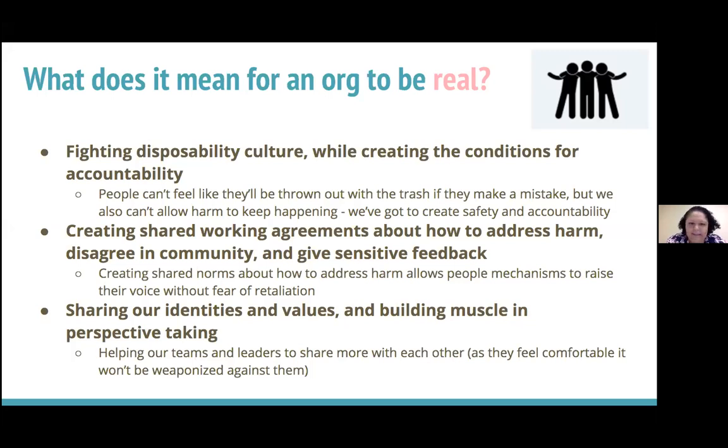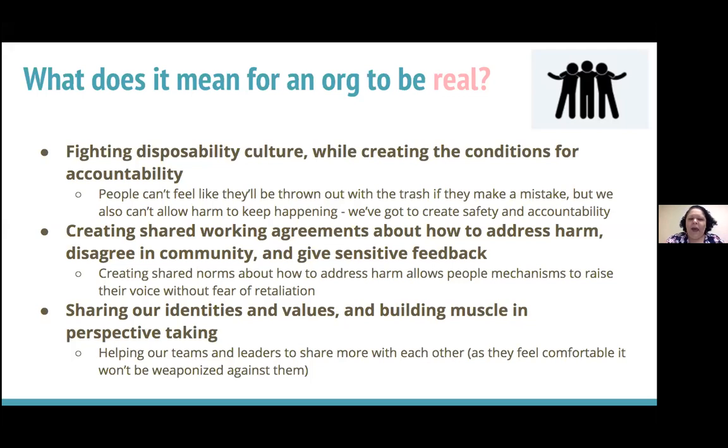Nobody's taught us. And so people are using their lizard brain and panicked, and making worse mistakes trying to address the harm that they've caused. We need to create conditions to disagree in community, to give sensitive feedback, or else we're going to just let people sort of be on cruise control. And we all know how that goes and who suffers when that happens.